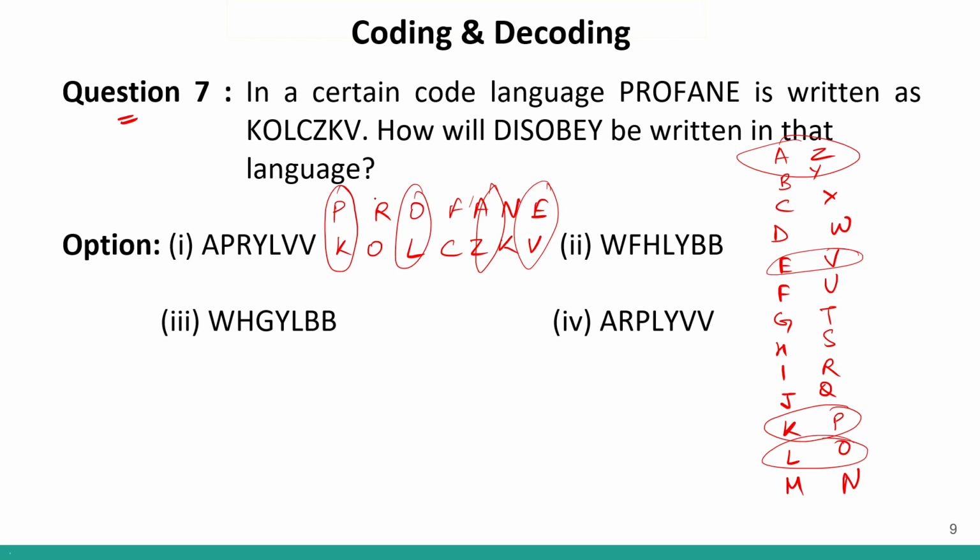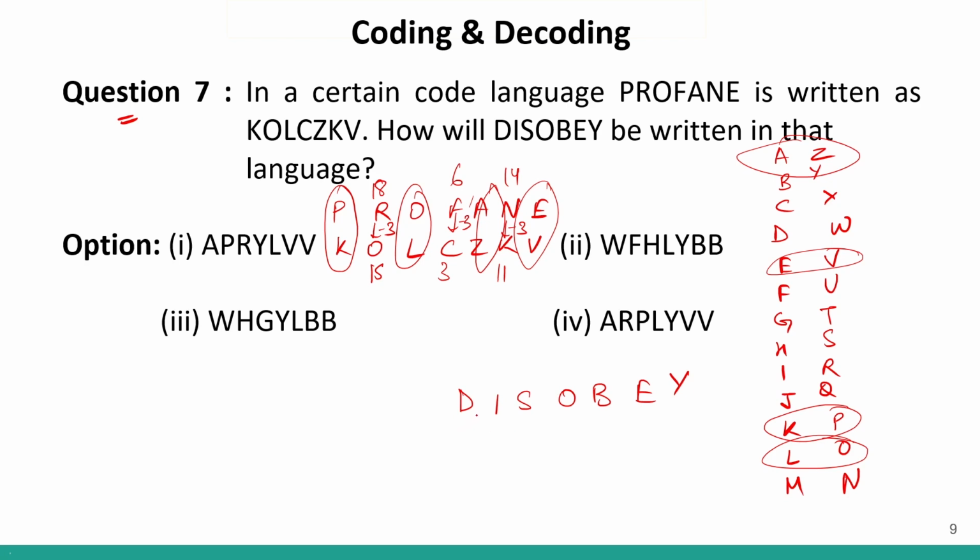Now if I look over here, R is 18. This is 15. So this is minus 3. This is 6. This is 3. So this is also minus 3. These are your forward ranks. N is how much? 14. K is 11. So this is also minus 3. So basically combination of opposite letters and going backwards by 3 positions. So we will do the same thing for disobey.